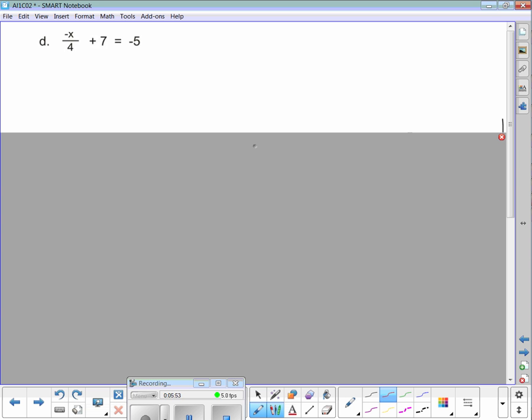Let's take a look. Hopefully everybody added a -7 to both sides, and we had -x/4 equals -12. And hopefully you multiplied both sides by 4/-1. Otherwise, you're not going to take care of that negative. And last time I checked, negative divided by negative is a positive. 48. All right? 48.